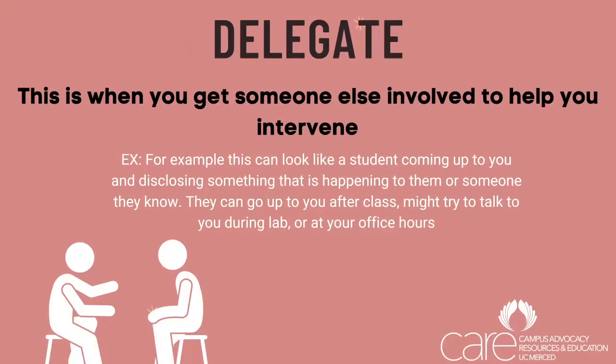For example, this can look like a student coming up to you and disclosing something that is happening to them or someone they know. They can go up to you after class, might try to talk to you during lab, or at your office hours. If this were to happen, depending on the situation, you might have to call the police or go to your advisor. Just again, understand that you have the authority to delegate.